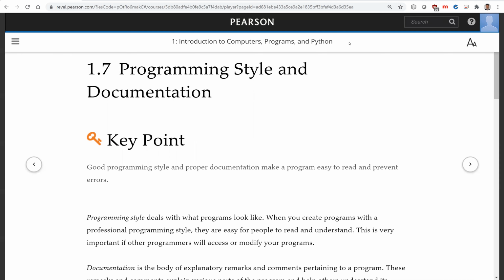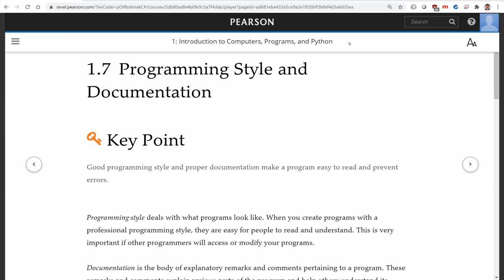Hello, in this video, we will look at programming style and documentation. Good programming style and proper documentation make a program easy to read and prevent errors. Programming style deals with what programs look like. When you create programs with a professional programming style, they're easy for people to read and understand. This is very important if other programmers will access or modify your programs.